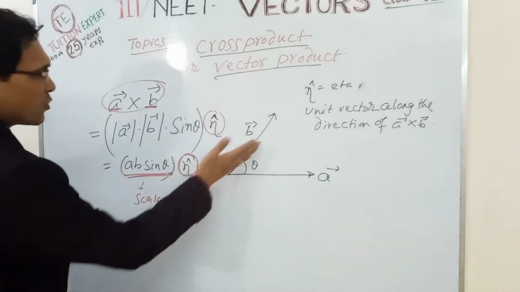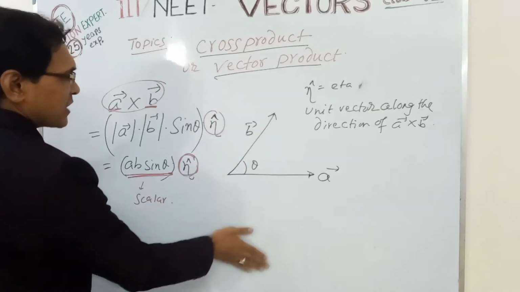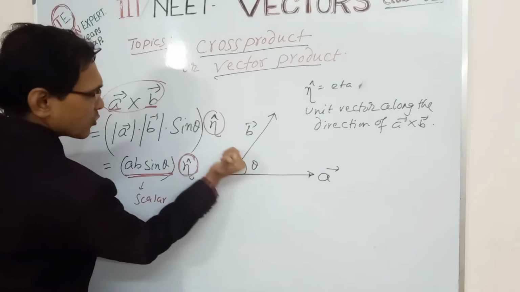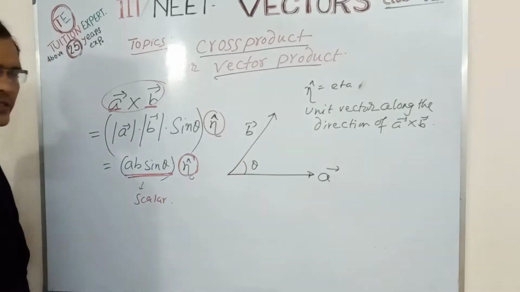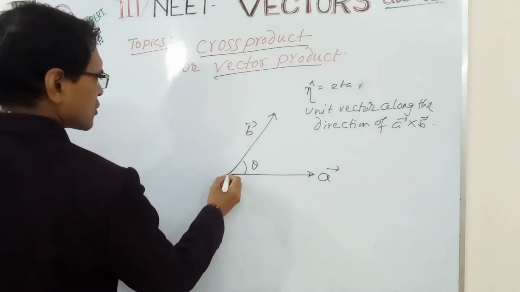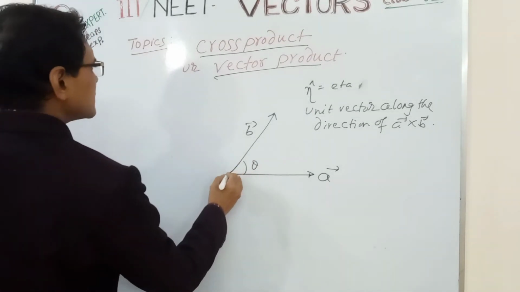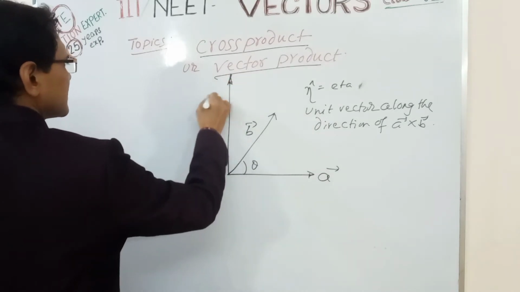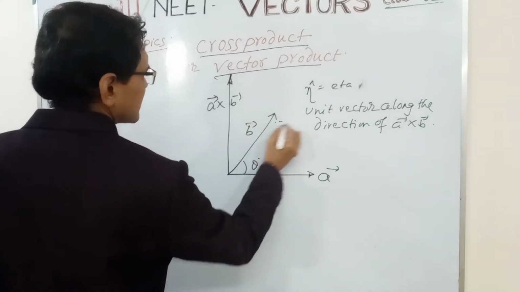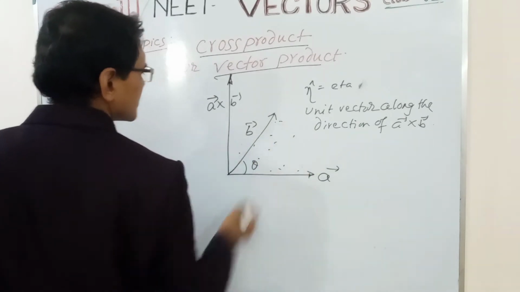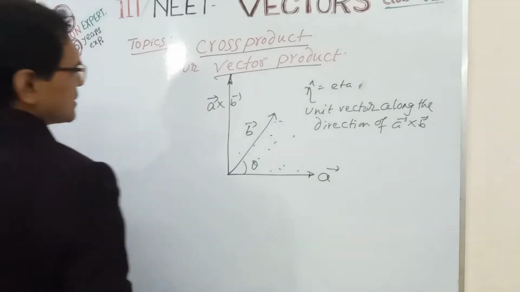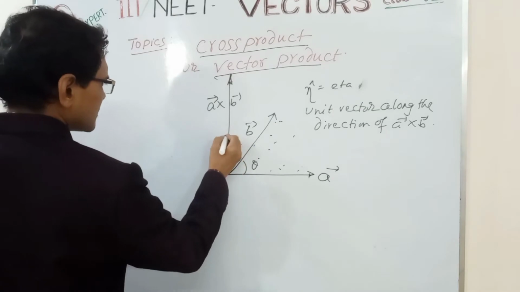So on this board, I represent A and B in the plane of the board. The direction of A cross B will be outward of the board, in this direction. So this is denoted by the right hand thumb rule. That is how I represent A cross B on the board. Suppose this is a plane and A and B lie in the plane, then A cross B will be normal to the plane. This is the right hand thumb rule.